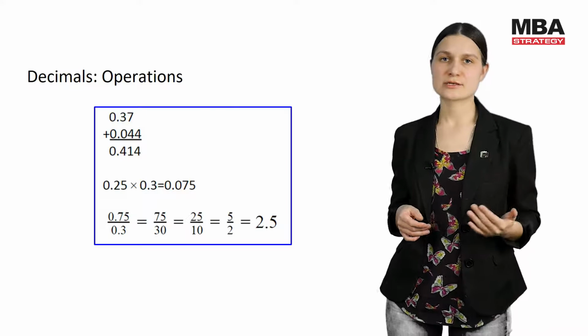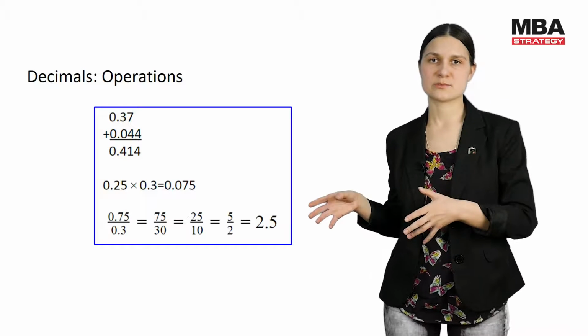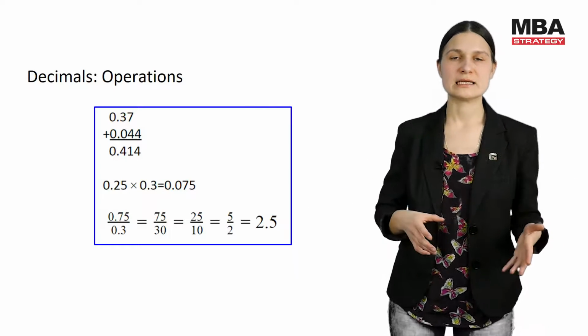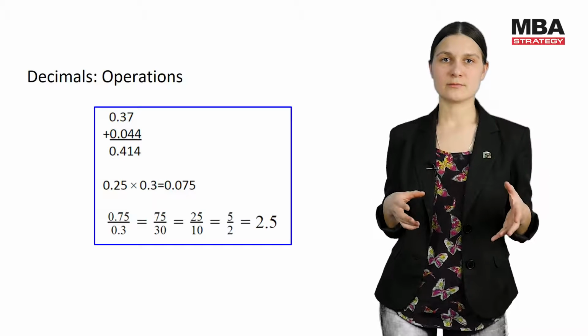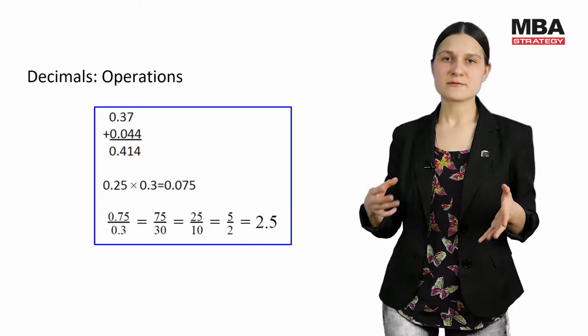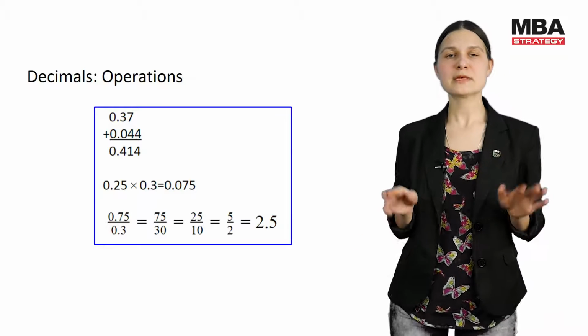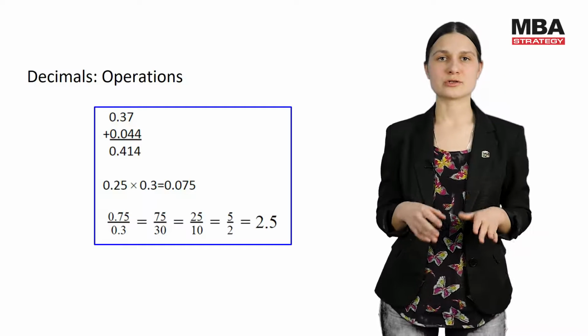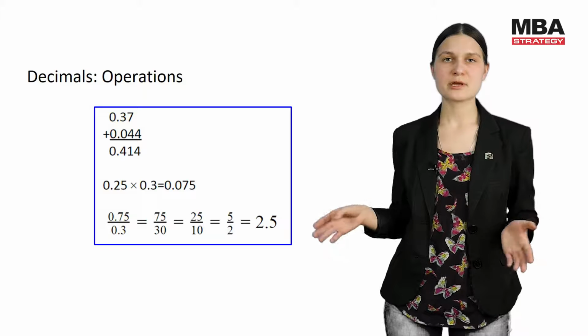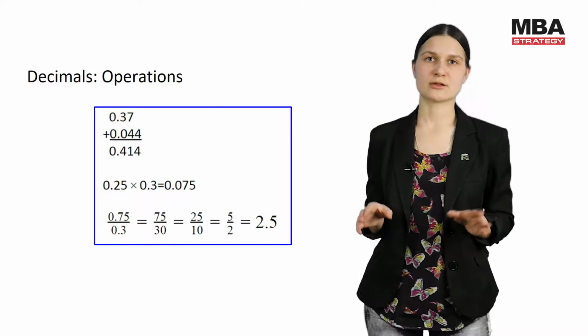Or maybe it's just more convenient for me, or the answer is expected in the decimal representation, 25 over 10 can be written as 2.5. So that's basically all you need to know about operations with decimals. And remember, if you're not sure about that, just use the calculator.